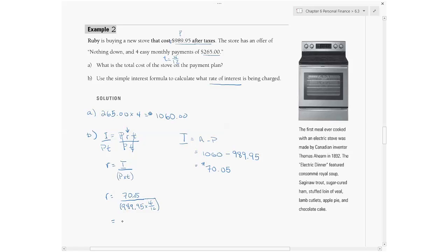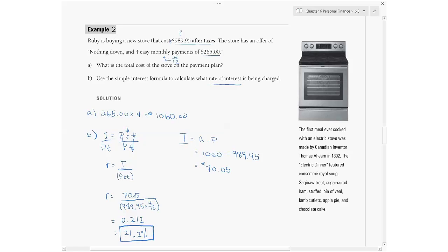And you get 0.212, and it keeps on going, 228, etc. I'm going to stop there, which is, as a percent, you multiply it by 100, 21.2%. Okay, so this is the rate of interest being charged.